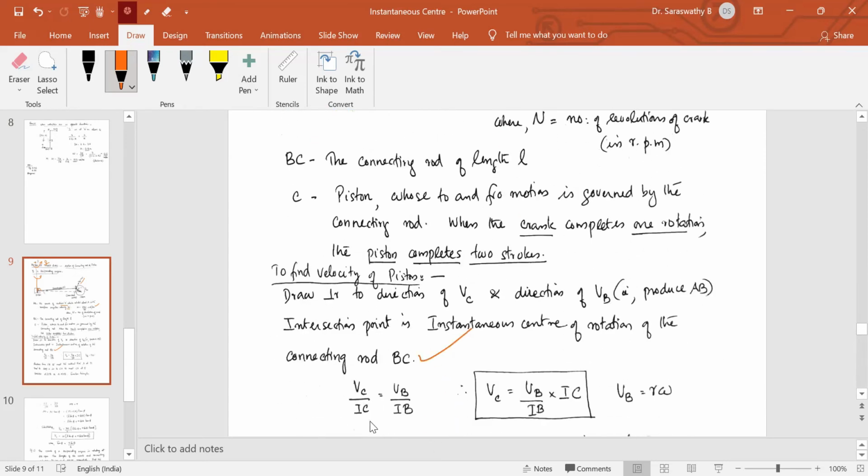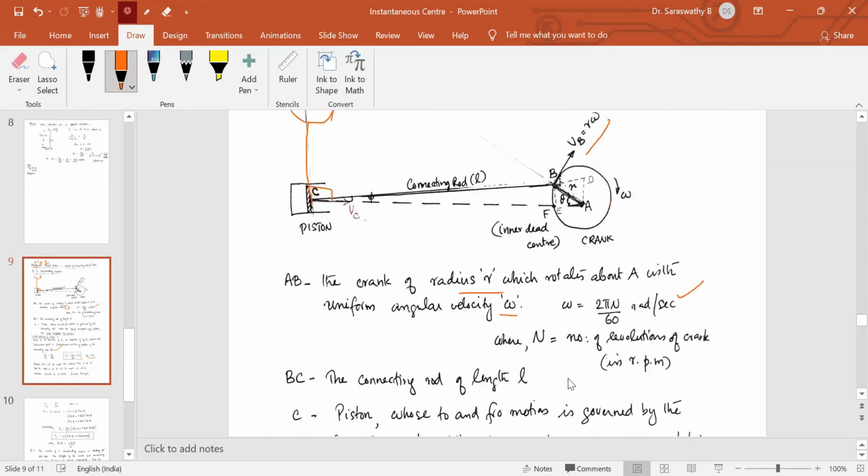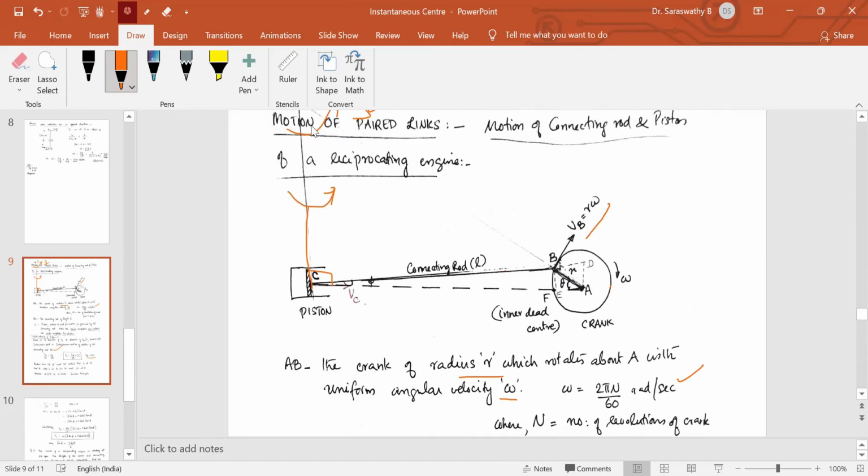VC by IC is equal to VB by IB, or VC by VB equals IC by IB. From that we can get the velocity of the piston, VC equals VB by IB into IC, where VB is R into omega. Now our aim is to find IC and IB, which is simply trigonometry. You are given the radius R, the length of the connecting rod L, and theta. Omega is given. So R, theta, L are known to us, and based on that we have to find IC and IB.